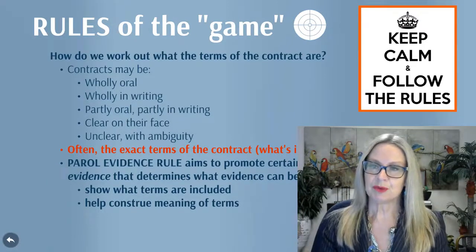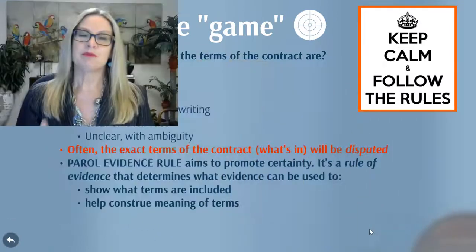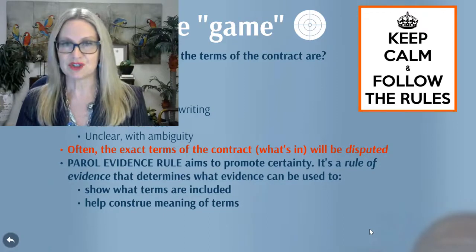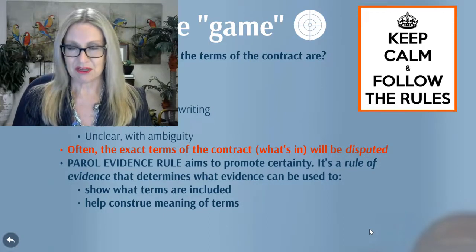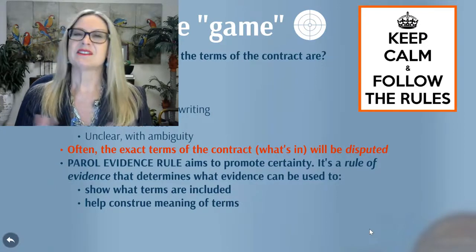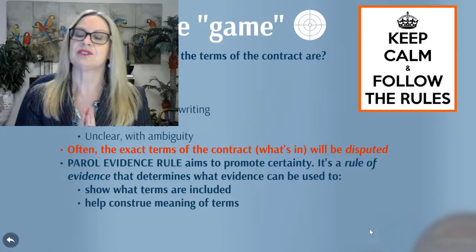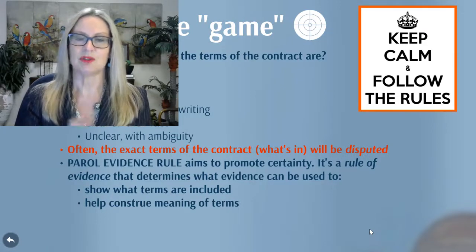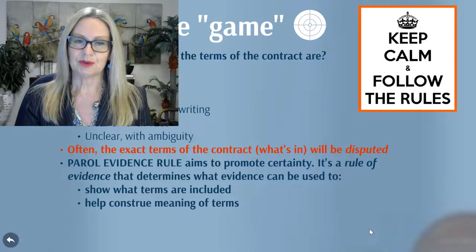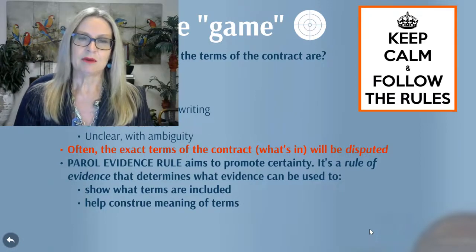The parole evidence rule, this is why I say keep calm and follow the rule. The parole evidence rule is really all about trying to introduce a little bit of certainty into the game, as I've lovingly called it. It's a rule of evidence that does a couple of things. First and foremost, it tells you what's in and what's out, okay? What terms are included, what are not. It's also evolved into a rule that assists construction of contract terms as well, interpreting what they mean, and we'll look at that towards the end of this video.